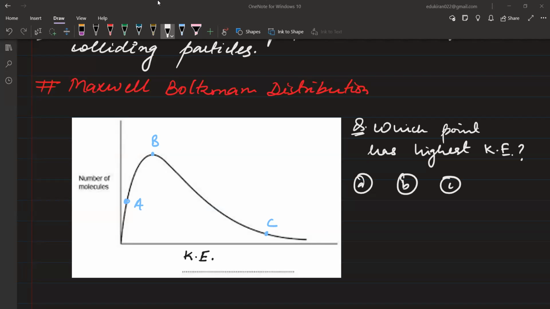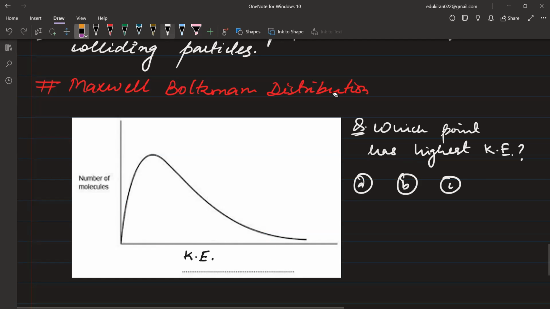Bachche ab answer change kar rahe hain. Guys, please see what they are asking. Highest kinetic energy. So you just look, you don't have to even look at the graph. You look at the axis of kinetic energy. A will be at this point, B will be at this point, C will be at this point. So this is C, this is B, and this is A. So obviously C is having the maximum kinetic energy. As an E, jo upar hai, wahi sabse zyada hoga hamesha.